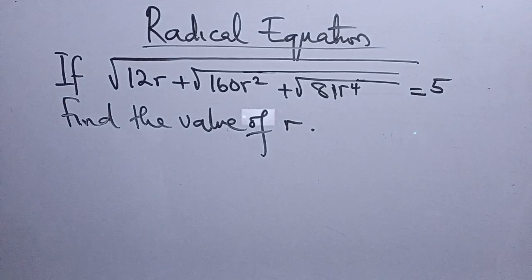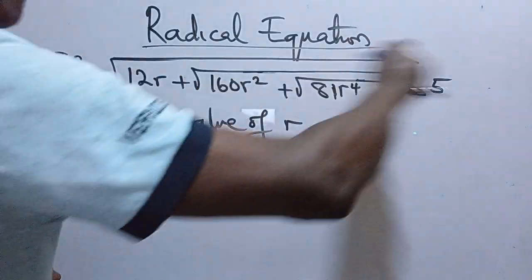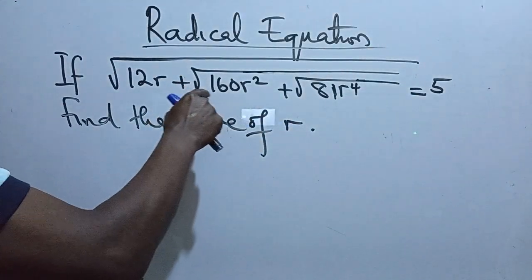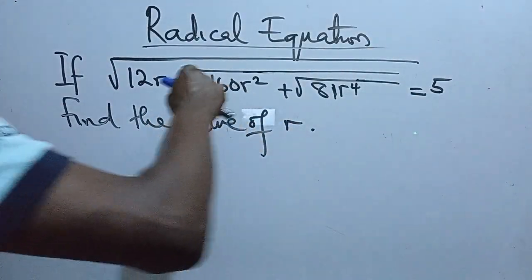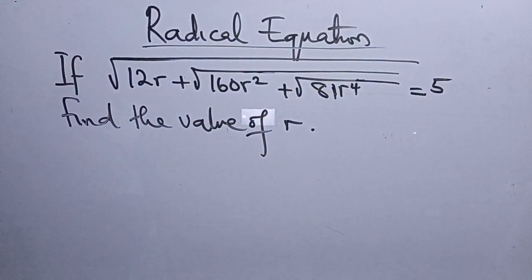A radical equation is equally called a surd equation. Surd. You see that this equation appears like a sword. Now, in solving a radical equation like this, you can see that the square root, this long one, covers everything, followed by this one, where we have 160r squared, which also covers this. So the innermost square root here is the root of 81r raised to power 4.